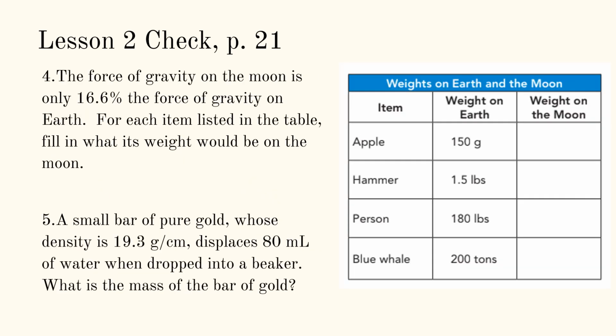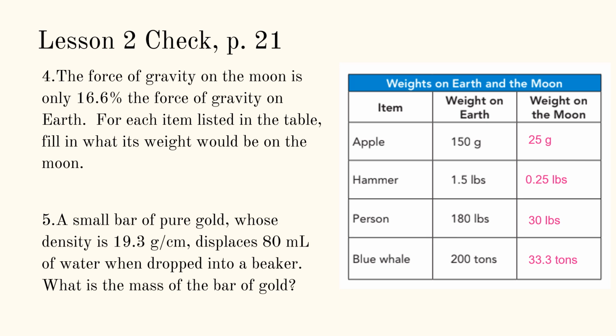The force of gravity on the moon is only 16.6% of the force of gravity on Earth. For each item listed in the table, fill in what its weight would be on the moon. So, the weight on Earth is 150 grams. On the moon, it would be 25. A hammer is 1.5 pounds, it would be 0.25 pounds. A person is 180 pounds, they would be 30 pounds. And a blue whale is 200 tons, and it would be 33.3 tons.